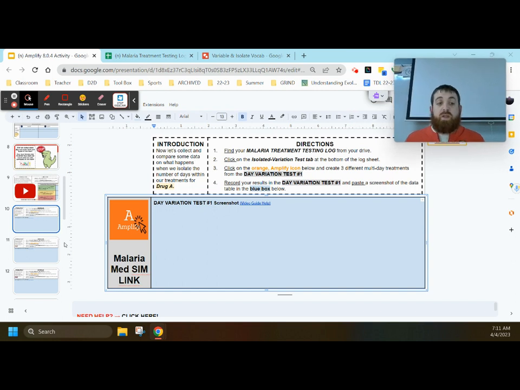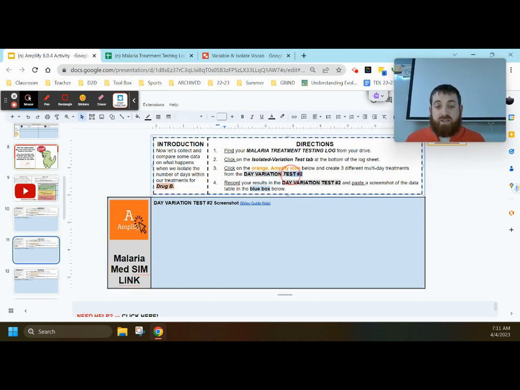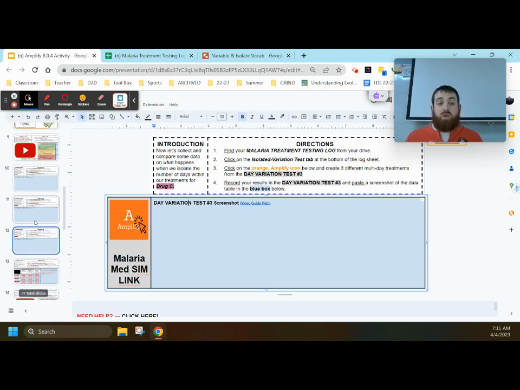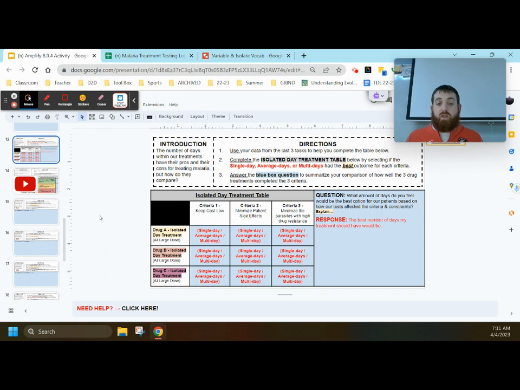Task number 7. Task number 8, you're then going to do test number 2 with drug B. And then test number 3, you're going to do that for drug C. Again, screenshot all of your data along with your observations in here. When you get to the end, you're going to identify which of our different day treatments created the best outcome for our three criteria.